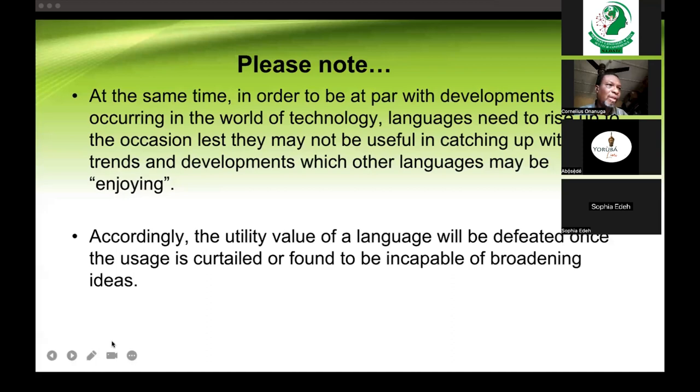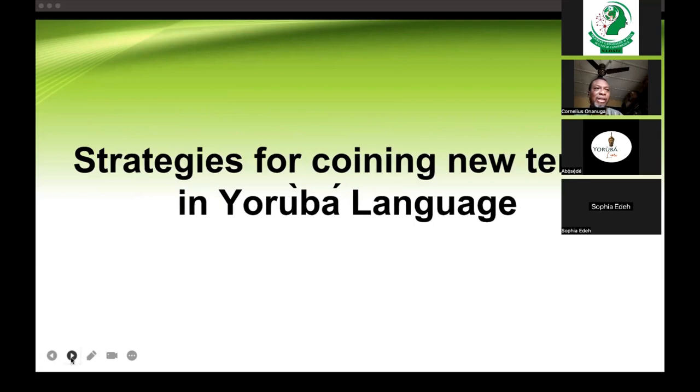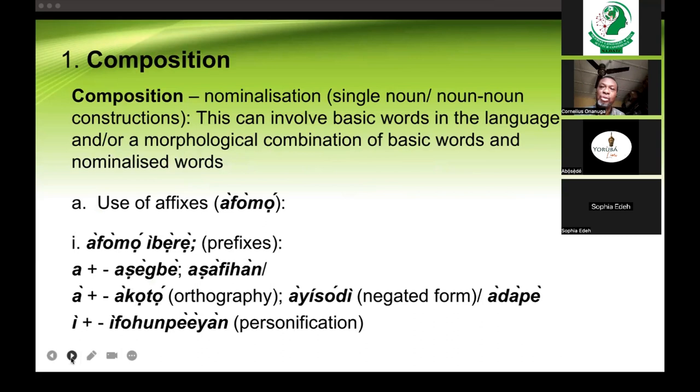at the same time, in order to be at par with developments occurring in the world of technology, languages need to rise up to the occasion. Otherwise, they may not be useful in catching up with the trends and developments which other languages may be enjoying. And accordingly, the utility value of a language will be defeated once the usage is curtailed or found to be incapable of broadening ideas. That is how languages actually die, when they are not capable of delivering what they should deliver. Now, I move on to some strategies for coining new terms in Yorùbá language, which may not be exhaustive anyway, but it will serve some purpose for now.